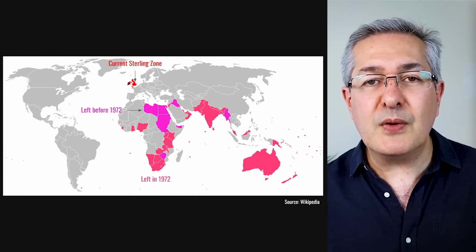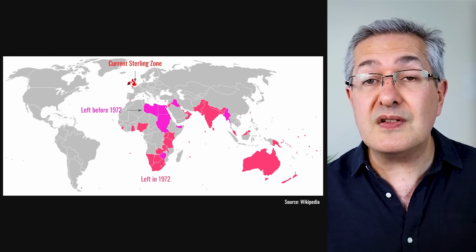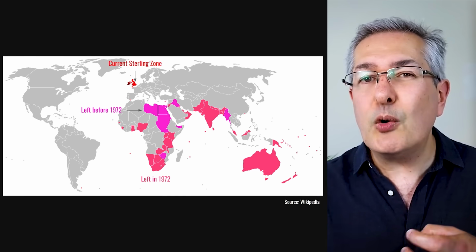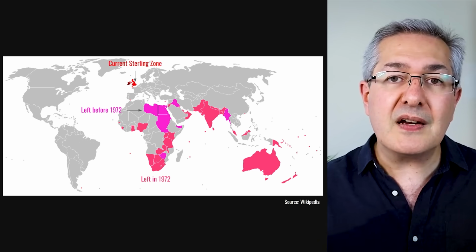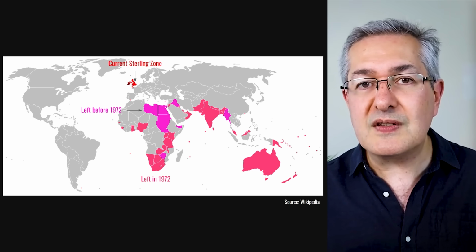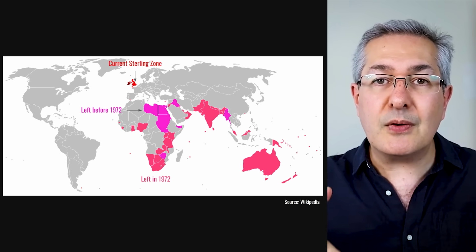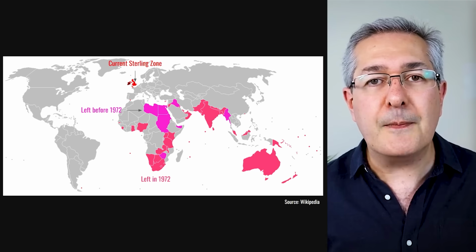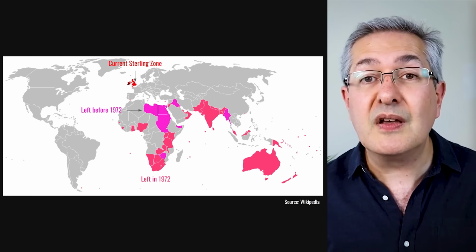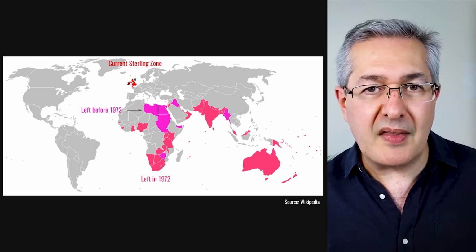If we look at a global map, there were several countries around the world which had sterling as their currency, either directly or indirectly, because the value of their currency was pegged to the value of sterling. The two would move up and down perfectly in line with one another. And these countries' central banks also held deposits at the Bank of England.